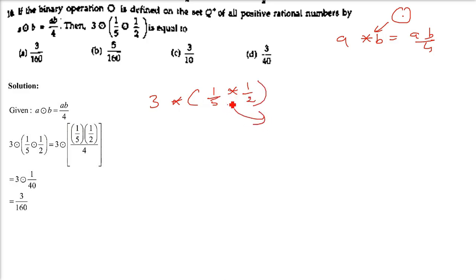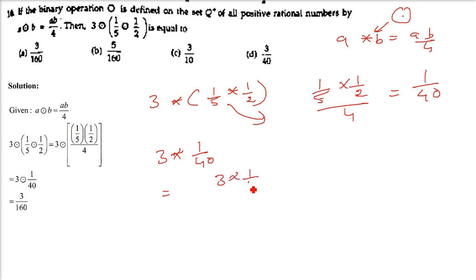1 by 5 and 1 by 2 we have to operate. What do you get? It is AB by 4, so 1 by 5 into 1 by 2 divided by 4. 5 into 2 is 10, 10 into 4 is 40. So 1 by 40 is the result of 1 by 5 operated with 1 by 2. Now we have to operate 3 with 1 by 40, so 3 times 1 by 40 divided by 4. 40 into 4 is 160. 3 by 160. A is the correct answer.